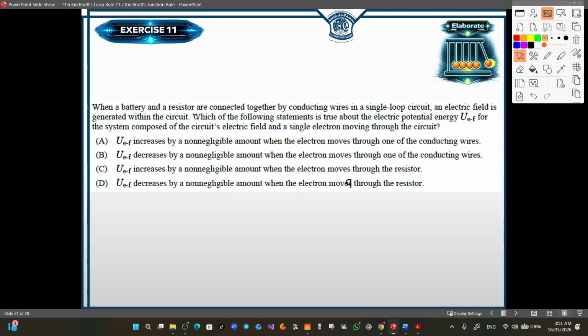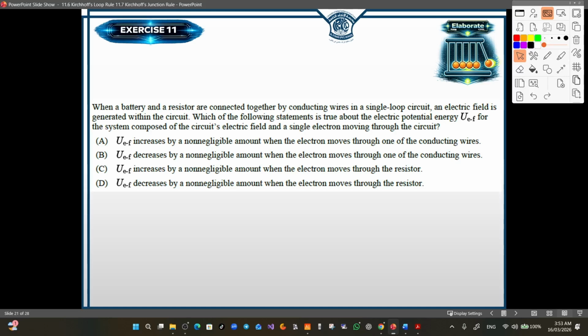When a battery and a resistor are connected together by conducting wires in a single loop circuit, an electric field is generated within the circuit. Which of the following statements is true about the electric potential energy for the system composed of circuits, electric field, and a single electron moving through the circuit?